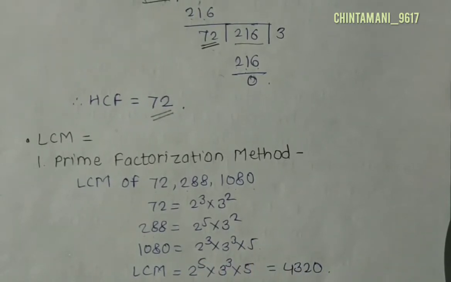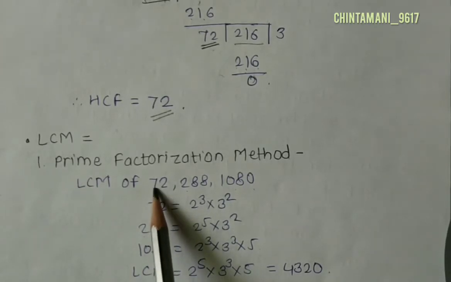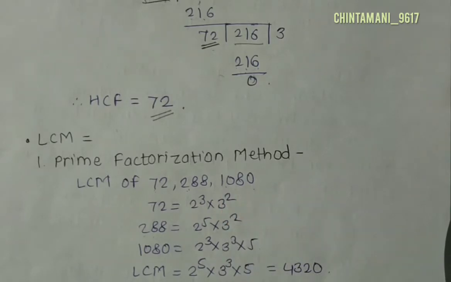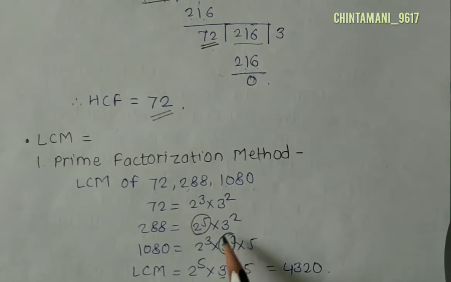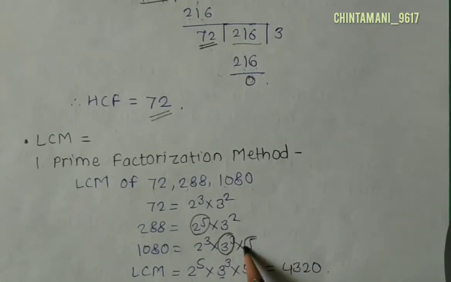So how do we find the LCM of the values 72, 288 and 1080? We take the highest power of each prime. The highest power of 2 in all three is 2 raised to 5, so we have taken this value. For 3, the highest power is 3 raised to cube, and for 5 there is only one value, so we have taken this value. After multiplying it, we get the LCM, that is 4320.